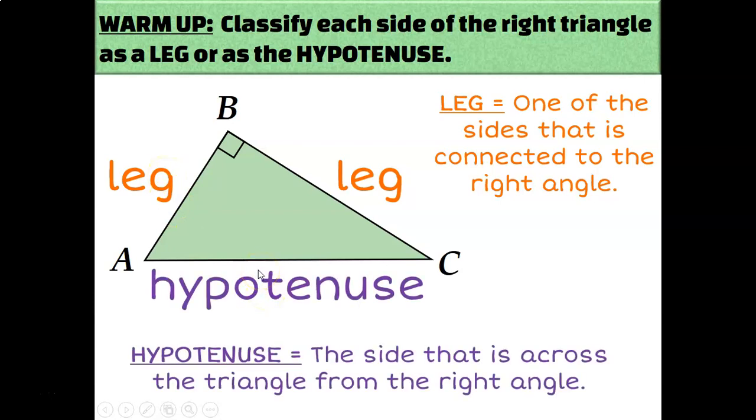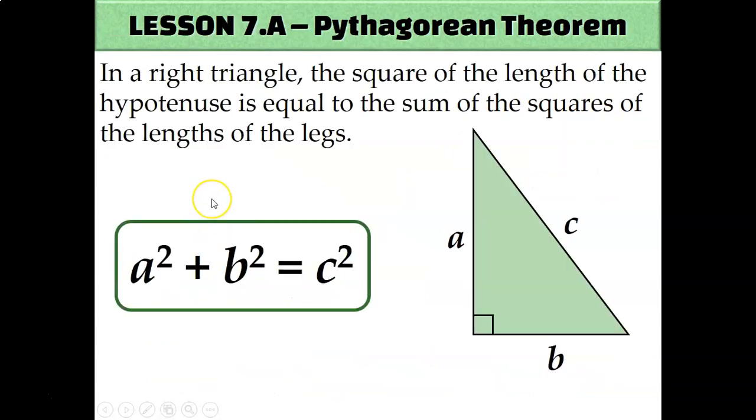The hypotenuse is the side that is across the triangle from the right angle. You can actually think about that little square like an arrow. That arrow points at the hypotenuse, and the hypotenuse is always the longest side of the right triangle. And when we talk about the Pythagorean Theorem, which you probably already know is a squared plus b squared equals c squared because you learned that in middle school, c is the hypotenuse, and a and b are the legs.